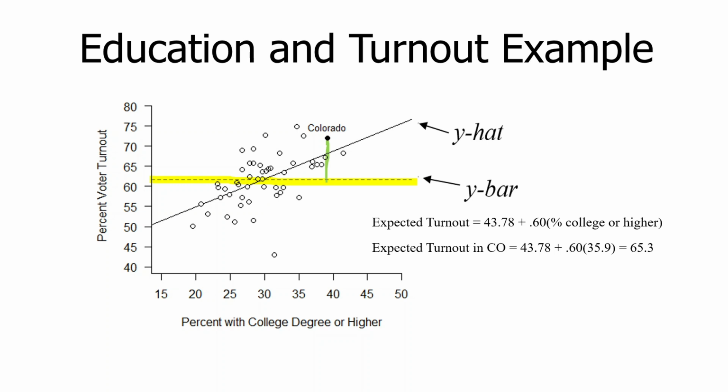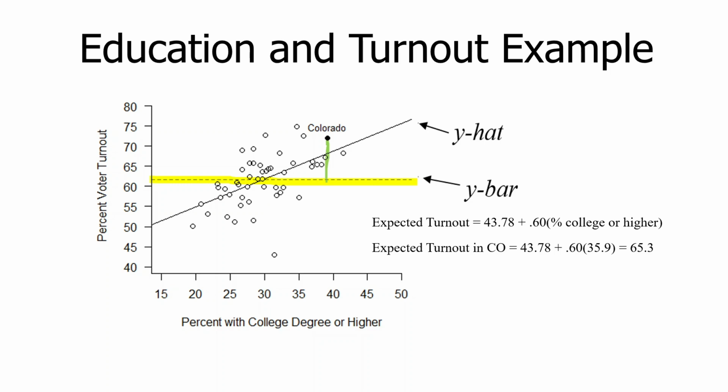Now let's bring the independent variable into play here. Here again was the regression equation that we derived for the relationship between percent college or higher and turnout in 2012. Estimated turnout for any given state is equal to 43.78, that's the y-intercept, the value of y when x is 0, plus 0.60 times the percent of the residents of the state with a college education or higher. So for every 1 percentage point increase in college or higher, turnout goes up by about 0.6 of a percentage point.